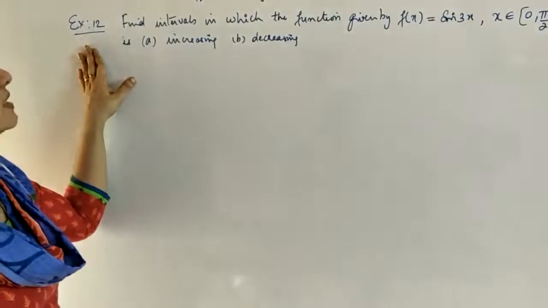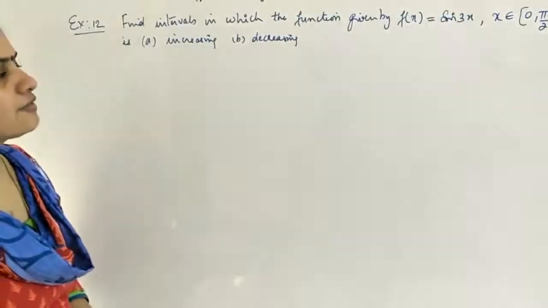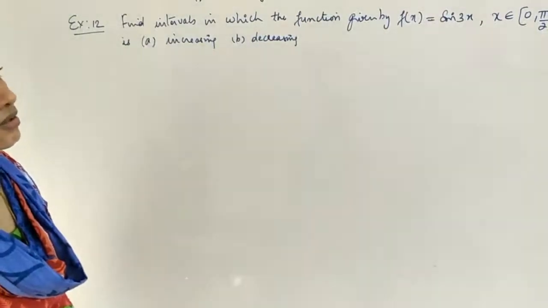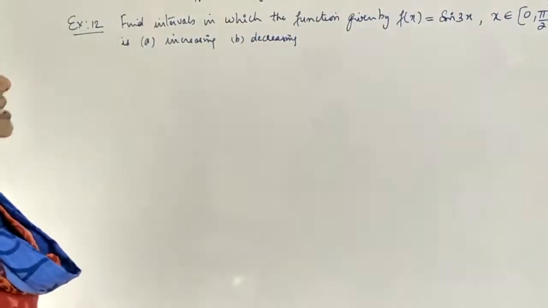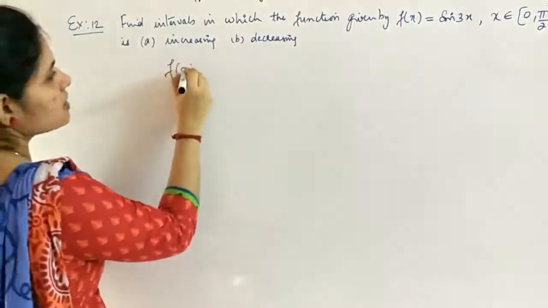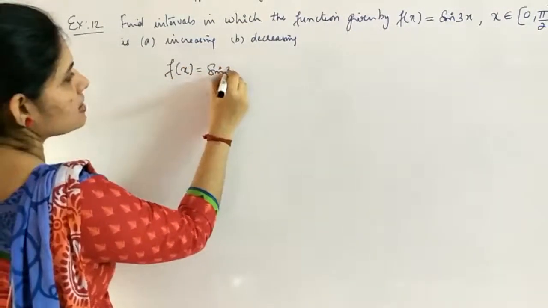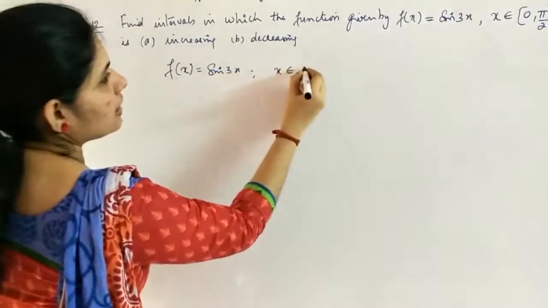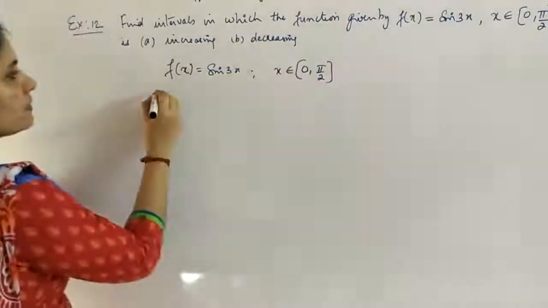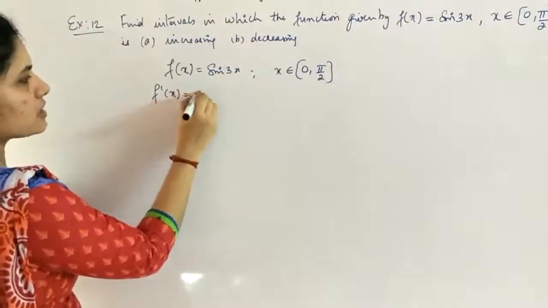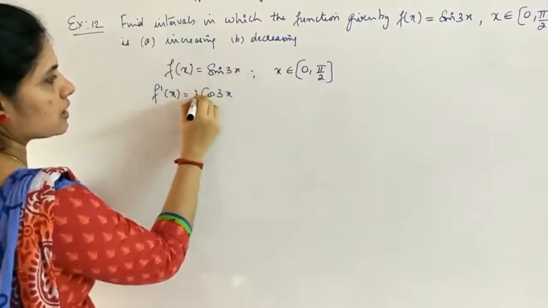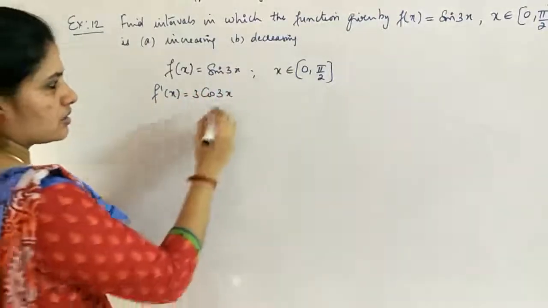Example number 12 is, find the intervals in which the function given by f of x equal to sine 3x for x belongs to closed interval 0 to pi by 2 is increasing and decreasing. So first the function is given to be sine 3x, where x is lying in between 0 and pi by 2, including 0 and pi by 2. First we will find out what is f dash of x, which is sine 3x will give you cos 3x into the derivative of 3x, which is 3.